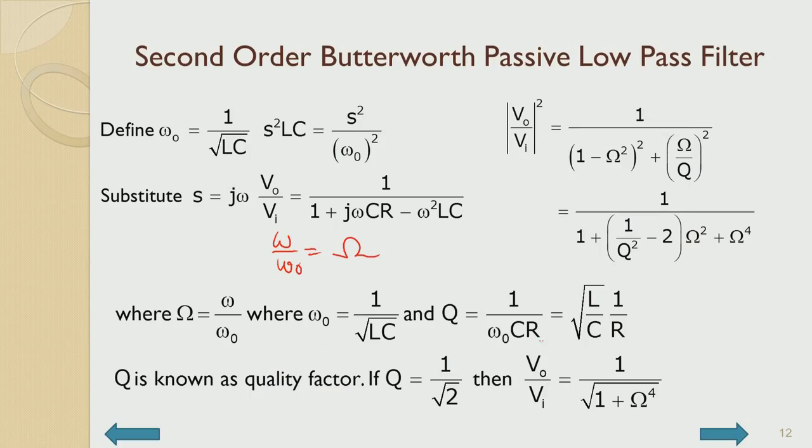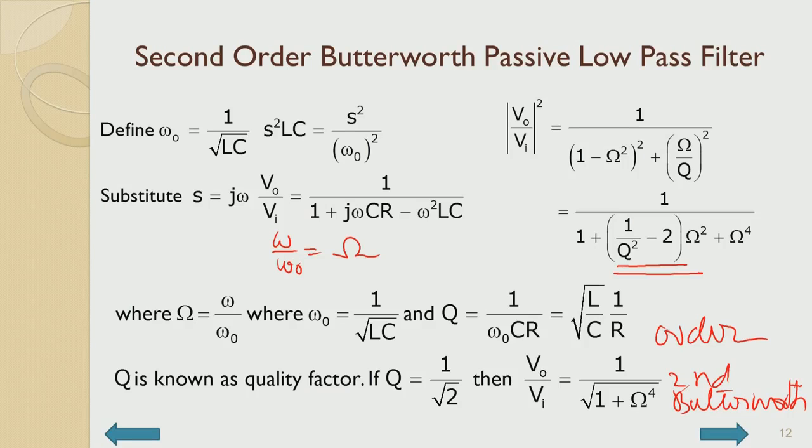So these are the definitions. Q is equal to root L by C divided by R. This is known as the quality factor. And if Q is made such that 1 over Q squared is made equal to 2, or Q is equal to 1 over root 2, that will make this go to 0. And then it becomes Butterworth, 1 by 1 plus omega to the power 4. It becomes the second order Butterworth filter.